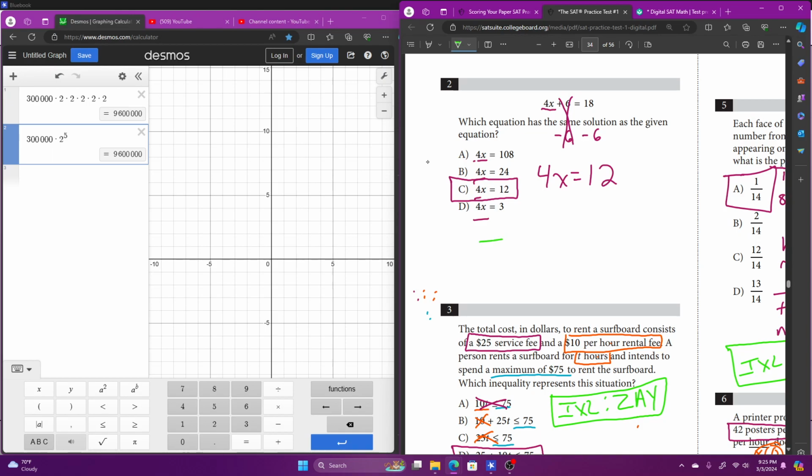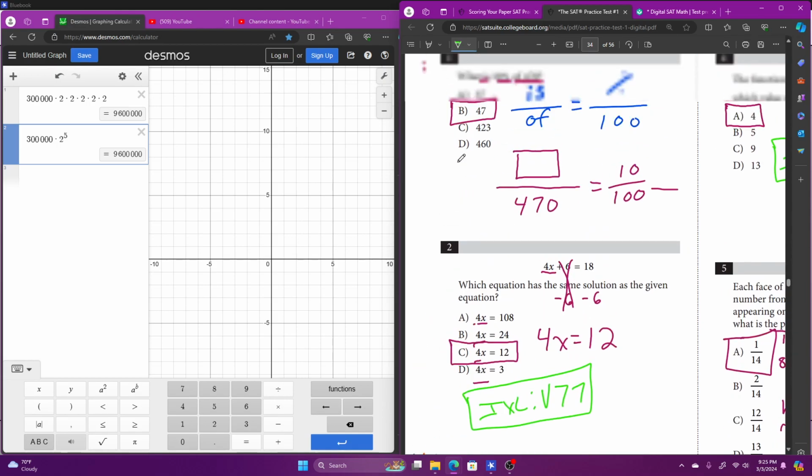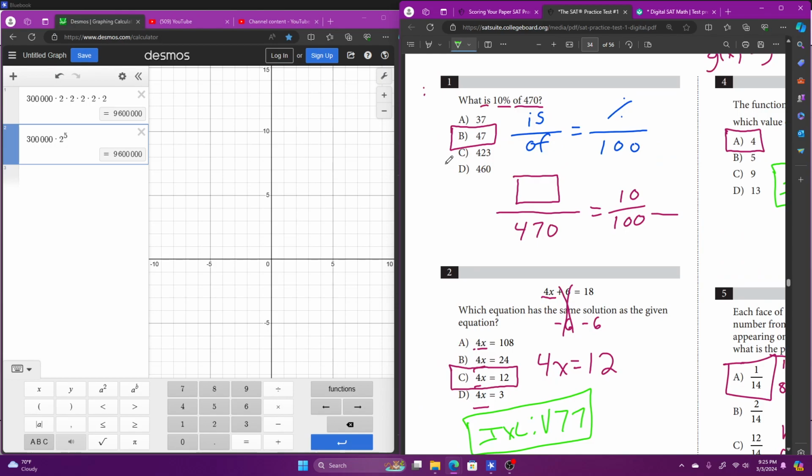Question 2 in IXL, I would recommend lesson V77. And then back to question number 1. In IXL, I would recommend lesson ZAV.